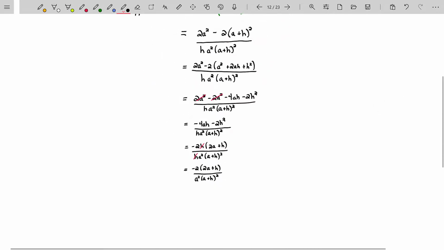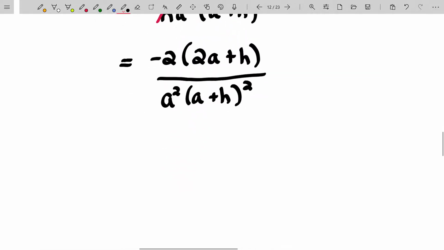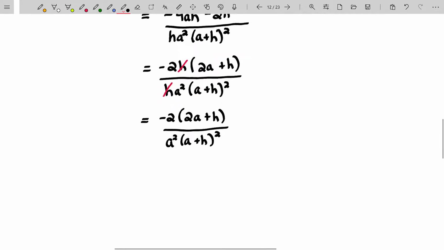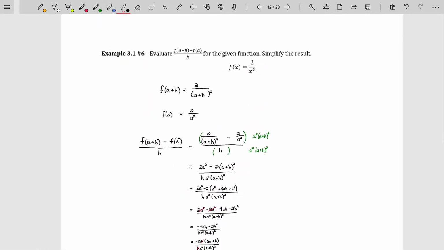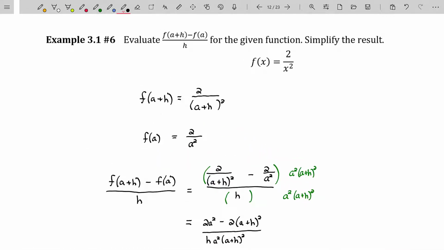And so we have completely written out that expression, which is f of a plus h minus f of a all over h. We've completely simplified that expression down to -2 times the quantity 2a plus h, all over a squared times (a plus h) squared. That skill is going to pay you back, trust me, in the long run. That's a calculus skill that you need to have. Nobody's going to teach you how to do it in calculus. You have to learn it now.